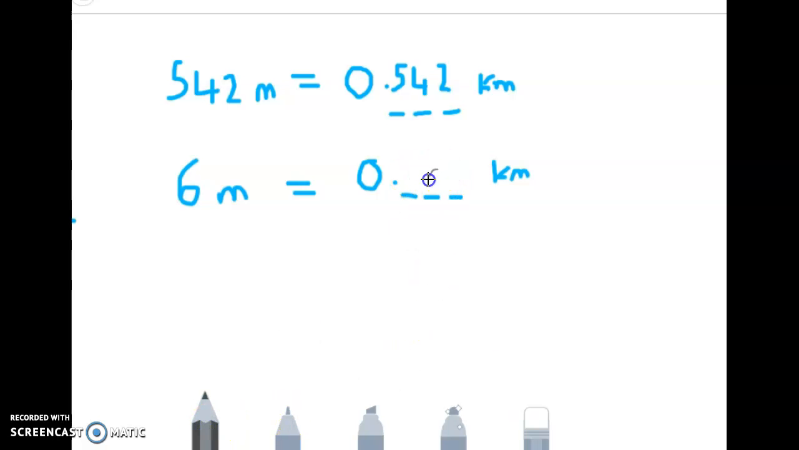So if I put my 6 there, it becomes 60. And that's no good because it's 6 meters. So I put my 6 over here on the end. So it goes 0.006 kilometers. That's what 6 meters is.